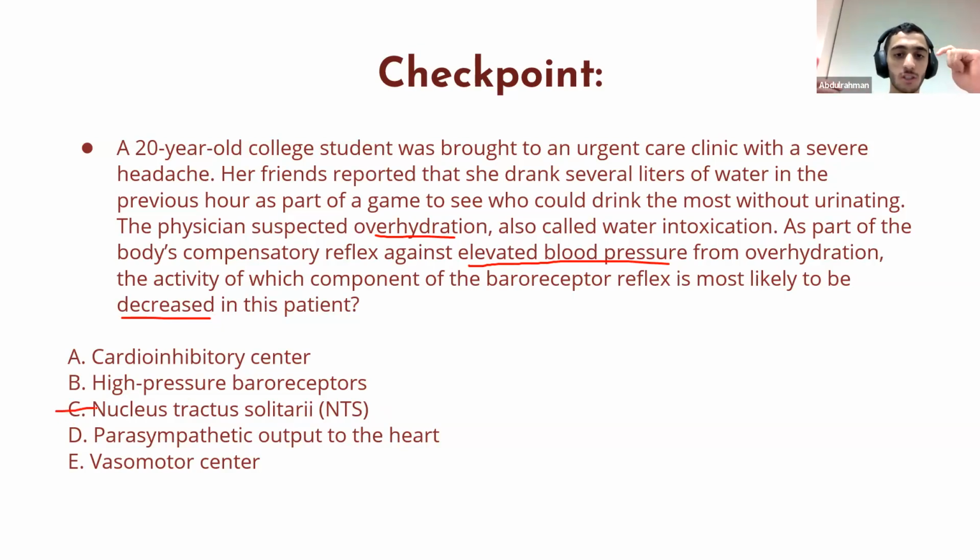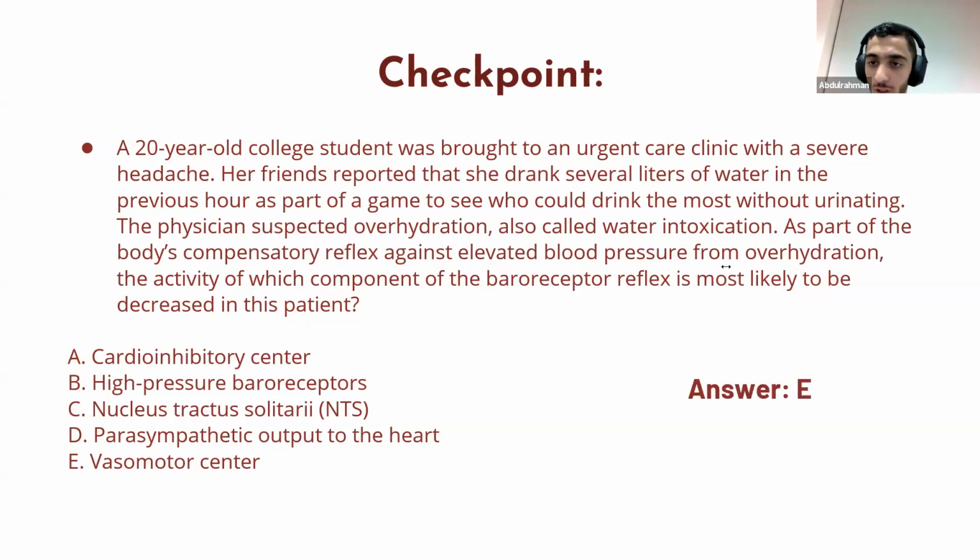Now, what the nucleus tractus solitarius will do is that it activates the parasympathetic. We also activated the baroreceptor, so we cross that out. Parasympathetic is activated through the cardioinhibitory center, and since we're activating it, it's not going to be the answer. Parasympathetic is also not the answer because we're activating parasympathetic activity, which leaves us with E. And it does make sense because we inhibit the sympathetic. So if you cross out all that process and go to what's inhibited, we inhibit the sympathetic, which is the vasomotor center, and this is why the answer is E.